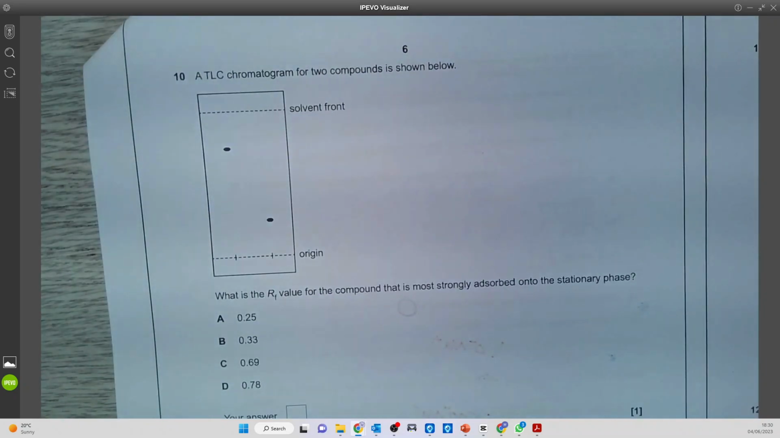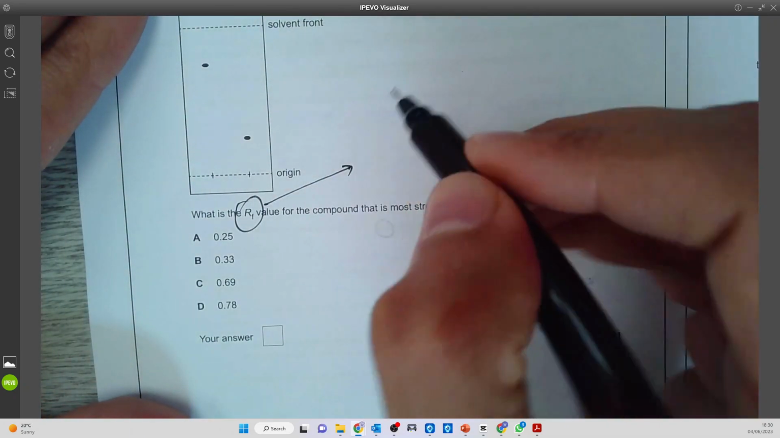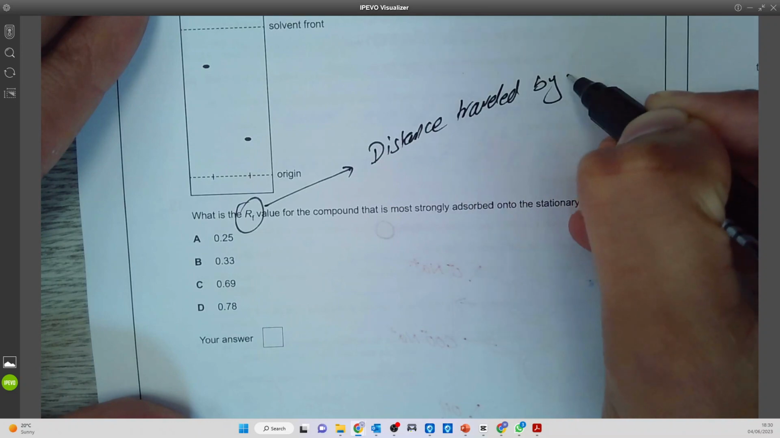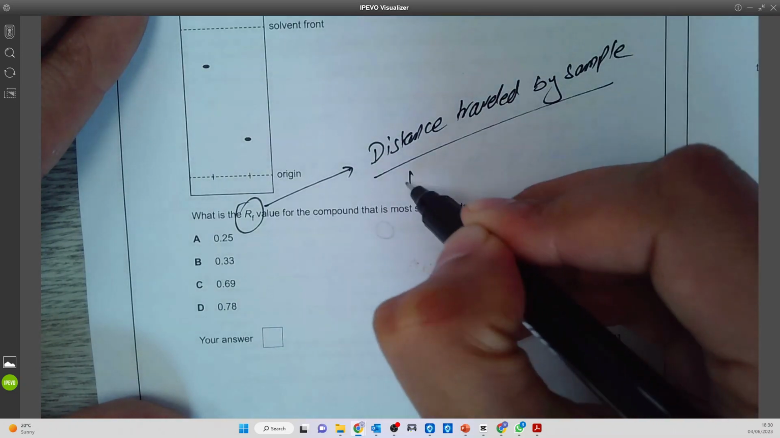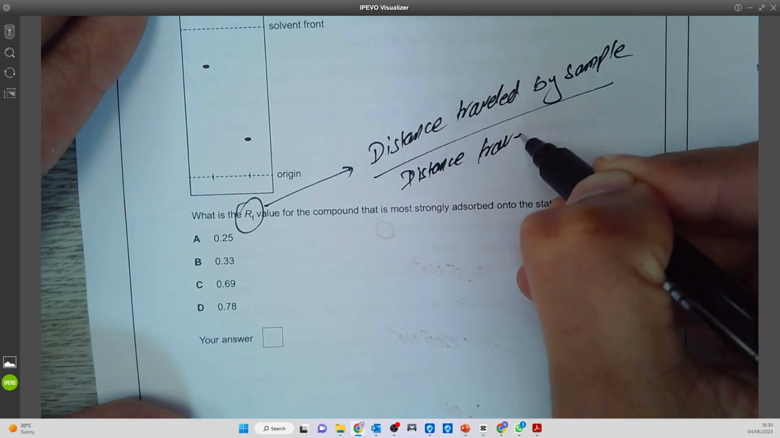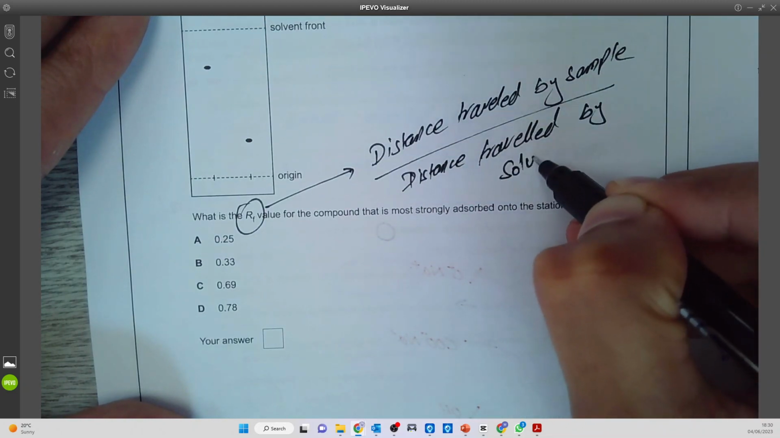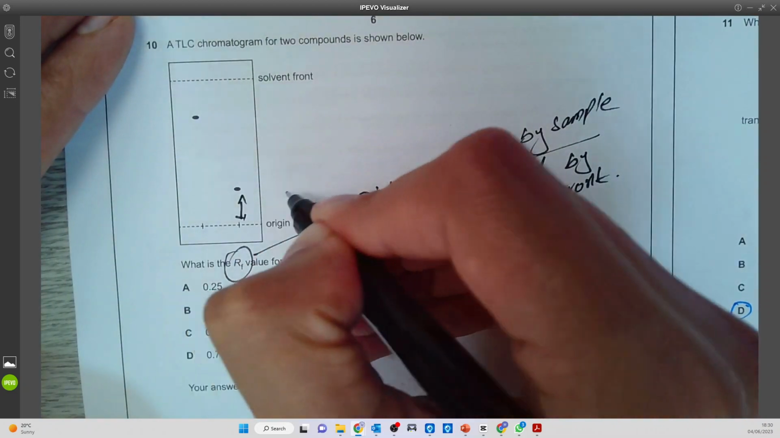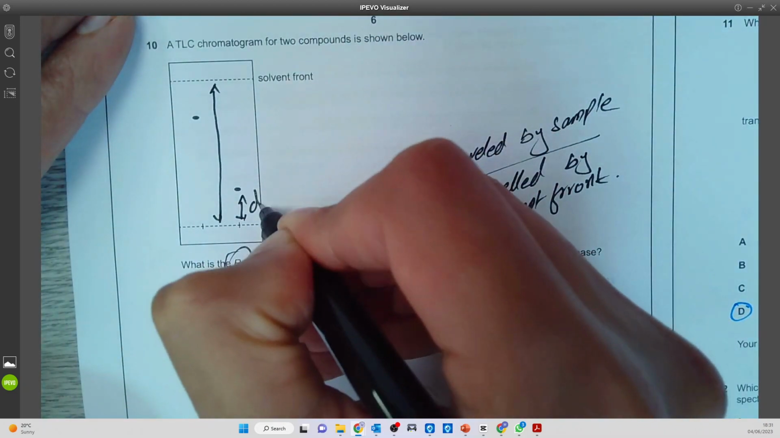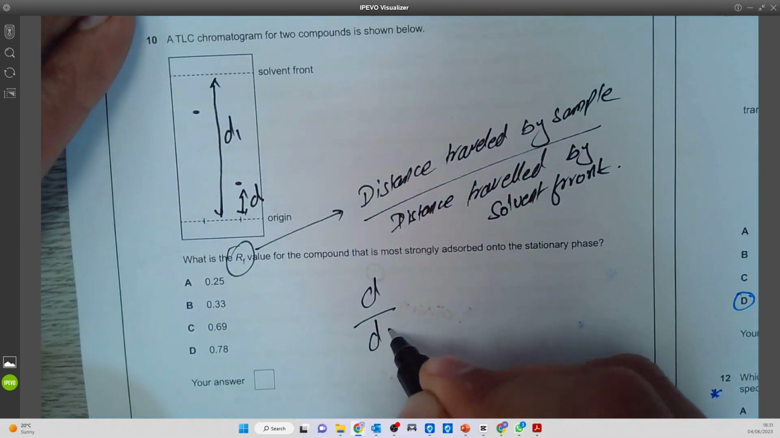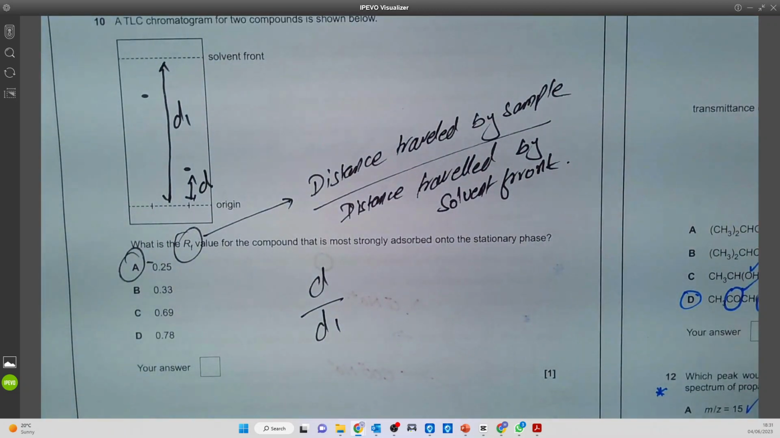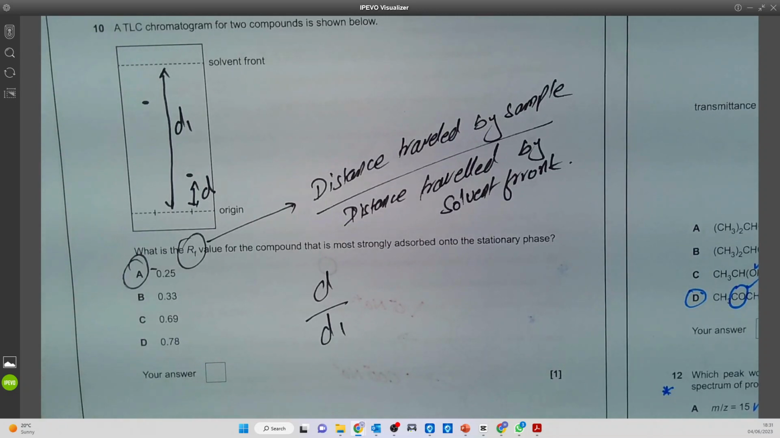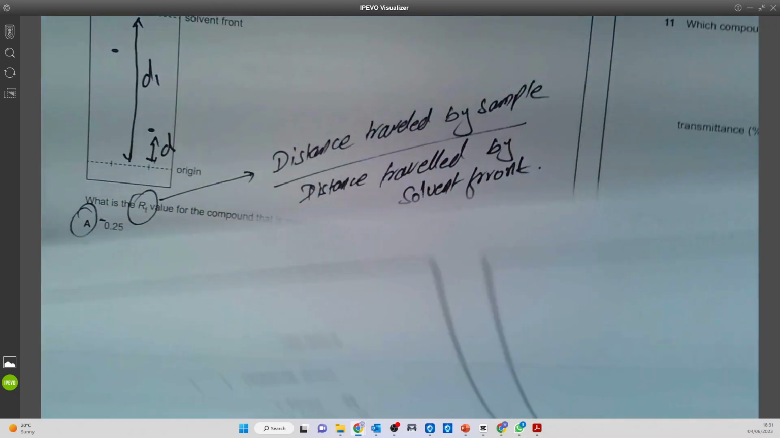On this question, it says you have to work out the Rf value. What is the Rf value? This is the distance travelled by the sample over the distance travelled by the solvent front. So in this case, you'll have to measure this distance and you'll have to measure this distance. I'm going to call it D, and I'm going to call it D1. So you'll do D over D1, and if you do that, you'll end up with the answer being A. And it looks like this is 25% off this. Okay, let's turn it over.